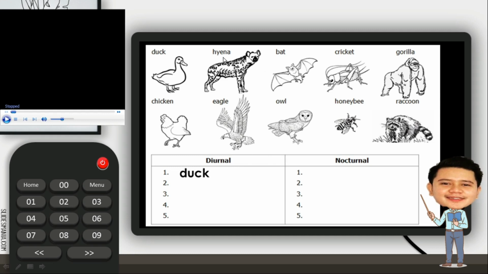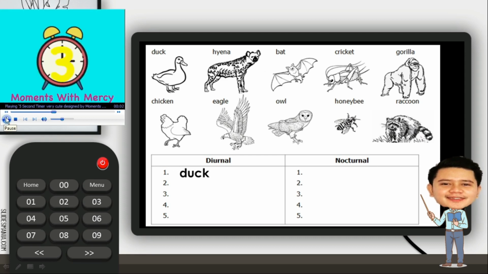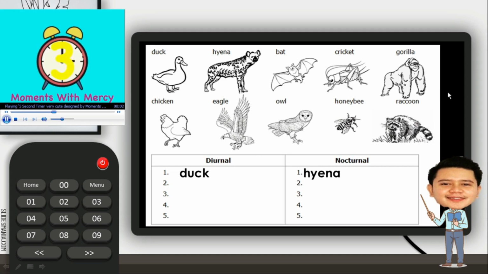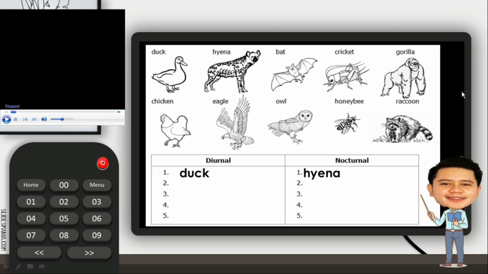Okay, next, hyena. Is it diurnal or nocturnal? 5 seconds. The correct answer is yes, hyena is a nocturnal animal. Okay, next, bat. Is it diurnal or nocturnal animal? 5 seconds. Alright, the correct answer is nocturnal. Okay, so a bat is a nocturnal animal.